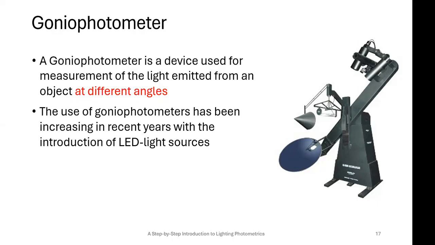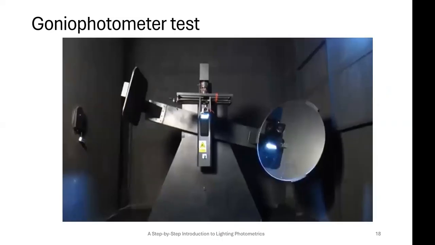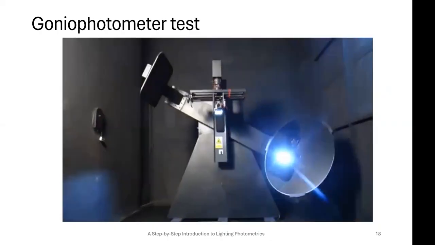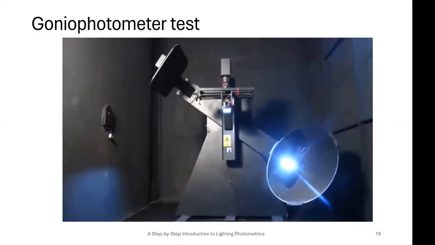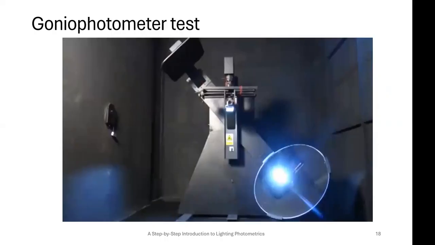The use of goniophotometers has been increasing in recent years with the introduction of LED light sources. Why? Because every single difference in lumen output, you've got to do a new test. You can't vary the lumens like you could with the traditional light source. That's why. So here is a goniophotometer, and this is what happens. You put the luminaire on one end, and then you spin this around, and the light hits that mirror that's spinning and goes to the back of a room, and it captures the data.